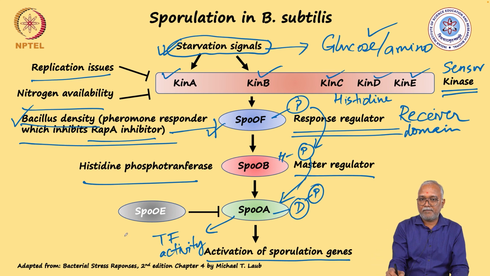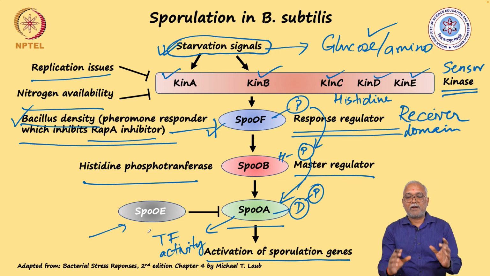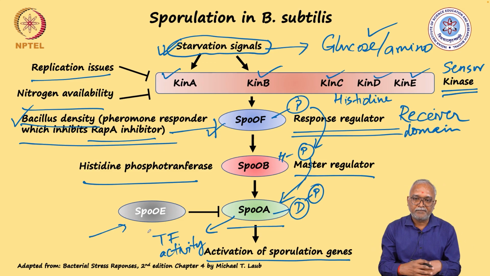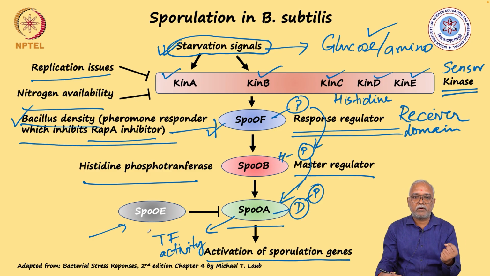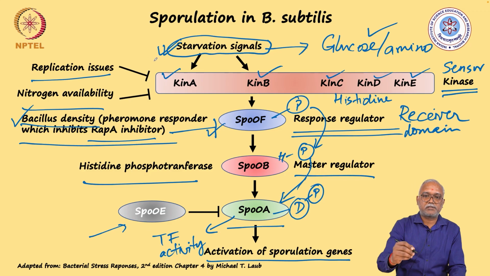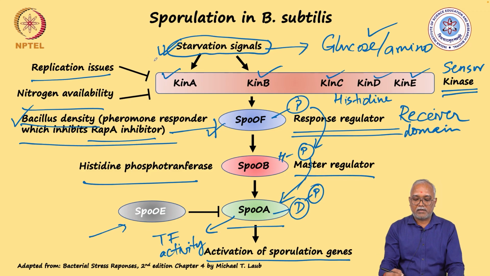Similarly, the final master regulator is regulated or inhibited by this Spo0E. So together you will see that multiple components come and they ensure that the signaling meets its goal, signaling which started at the cell surface by virtue of binding of a signal to its ligand, and in this case the starvation signals were the ones which started this entire process.